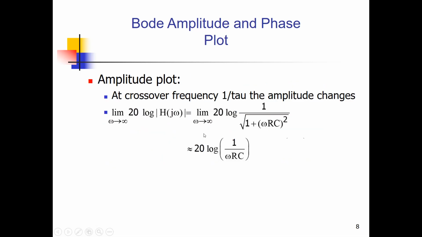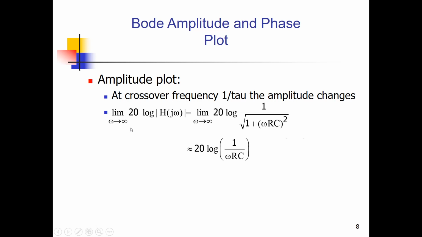Let's start with the Bode amplitude plot. We have defined a crossover frequency, and at that point, the low frequency behavior merges into the high frequency behavior. So that is an important frequency. Another important thing is the slope of my Bode amplitude plot in this particular example at higher frequencies. What happens when omega is very large compared to this crossover frequency?